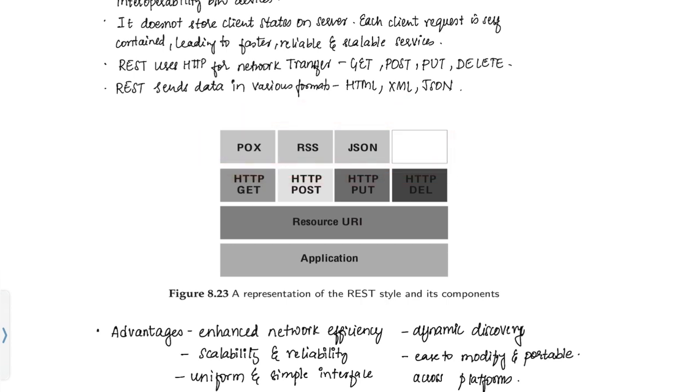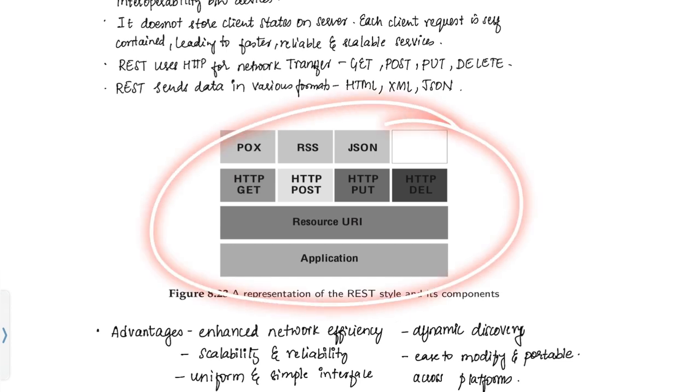So REST responses could be POX, that is plain old XML. So this is an XML data format. Then we have RSS. RSS is used for the syndication feeds. Then we have JSON. JSON is lightweight and commonly used for general applications. So this was about the figure here.